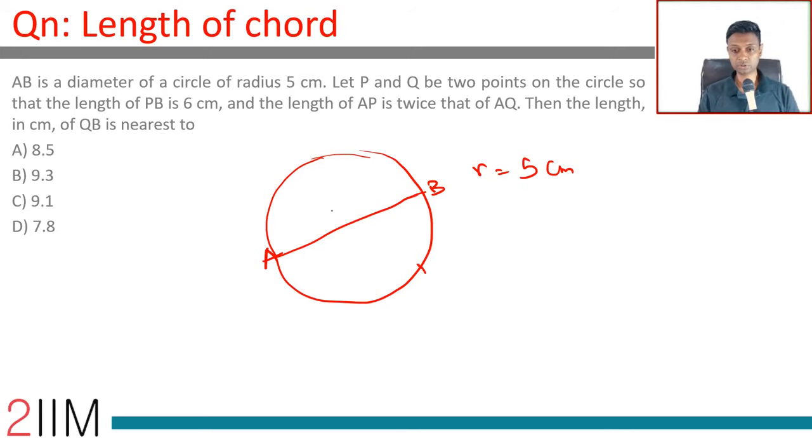PB, so this is 10. So let's say P is here. PB is 6. Length of AP is twice that of AQ.